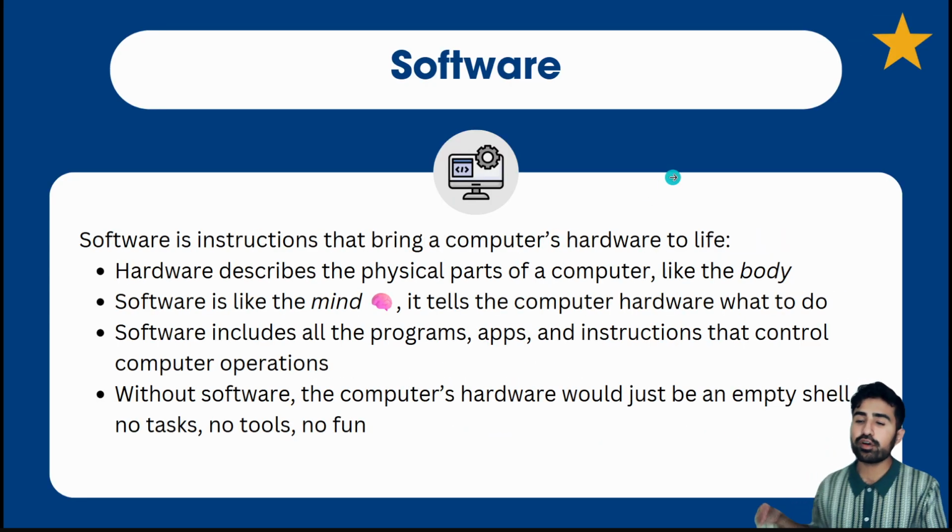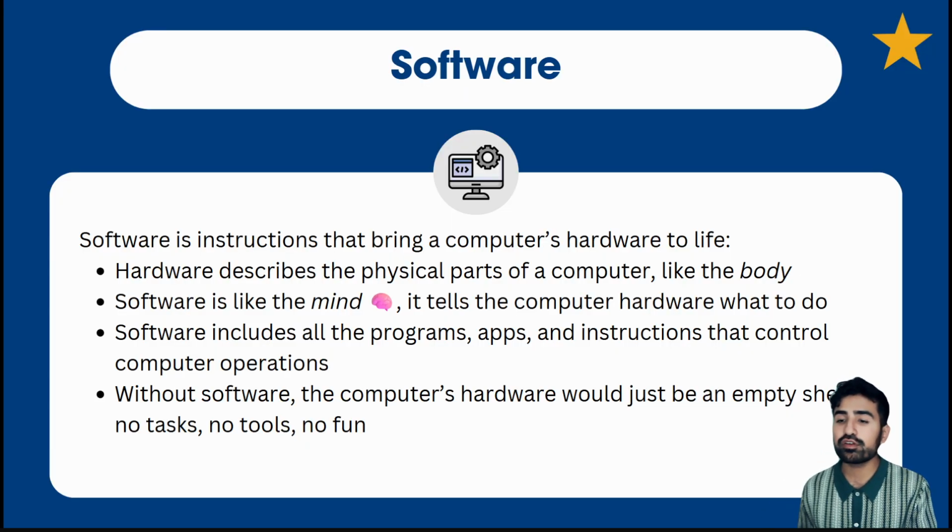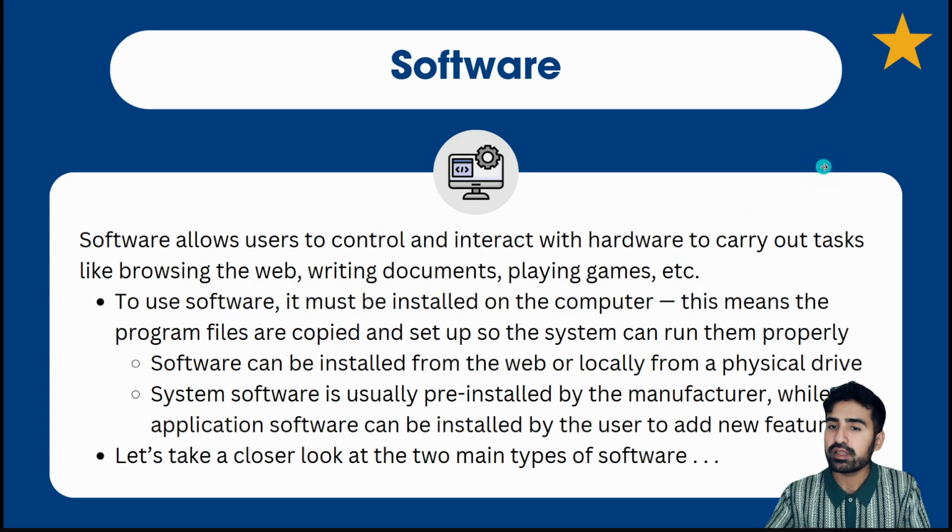So, again, software are the instructions that bring a computer's hardware to life. If the hardware is the body, the software is the mind. So, software includes all the programs, apps, and instructions that control the computer's operations. Again, without software, hardware would just be a bunch of metal that doesn't know what to do. So software does allow users to control and interact with hardware to carry out those tasks, right, that are important to us, such as browsing the web, writing documents, playing games, and so forth.